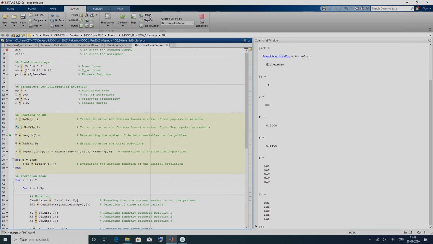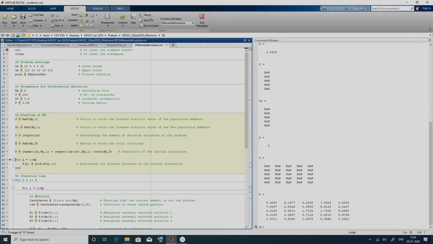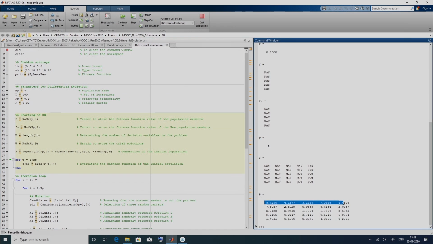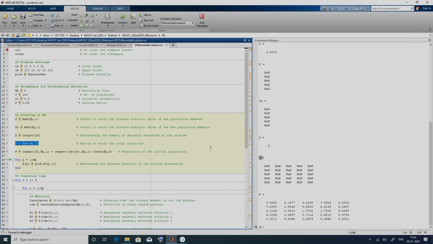So, the next step is to find out the length of the lower bound. Length of the lower bound is 5 in this case, right, and then we generate the initial population as usual, right. So, here if we see, this is the population, the random population which we have generated within the bounds, and this is going to be the new solutions which are generated in every iteration, right. So, as we generate solutions, we will store them in this U matrix, right. So, that we had defined here, right. So, we will store that in U matrix as and when we generate.